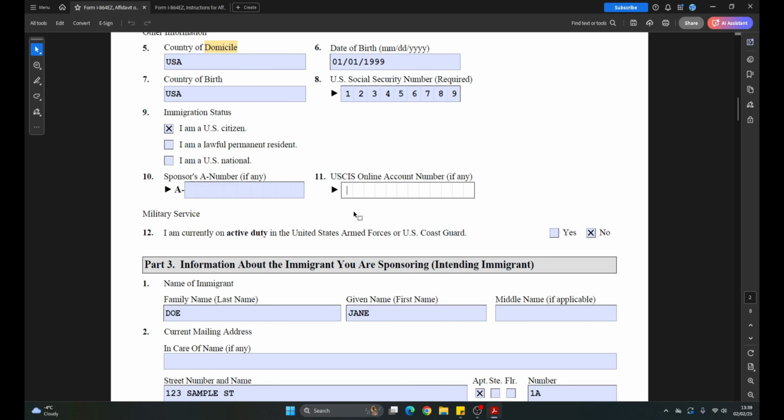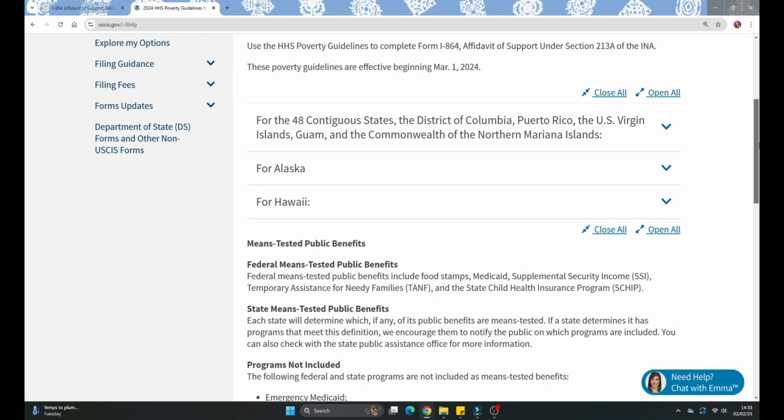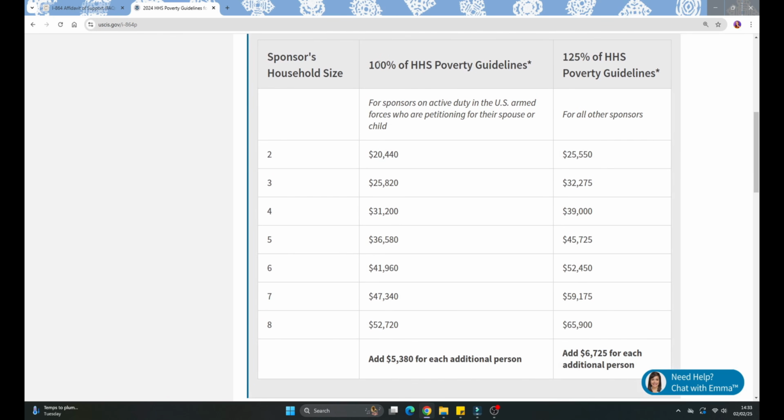This would apply to you if you have filed the I-130 petition, for example, online. And answer the question if you're currently in the military service, on active duty, yes or no. The reason this question is here is to determine which part of the income requirements you must meet that is listed on the USCIS site.